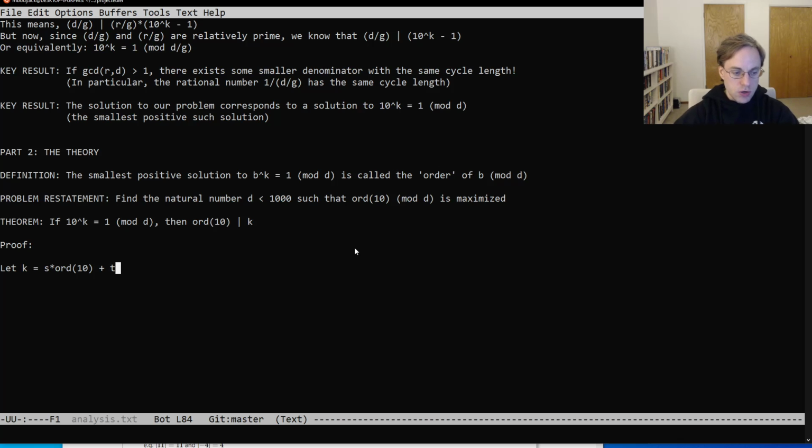A quick note about notation. Anytime I don't mention a specific modulus, ord 10 mod d, it's mod d. I'm just going to leave that as implied unless I state otherwise. Okay, so here we're just dividing k by ord 10, and we're getting our quotient here and a remainder here. We'll just note t is less than ord 10.